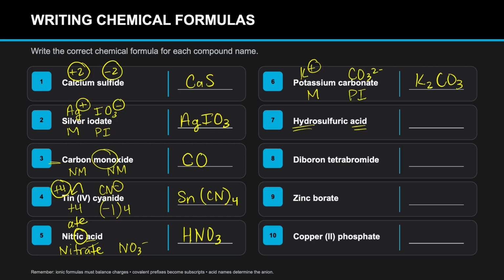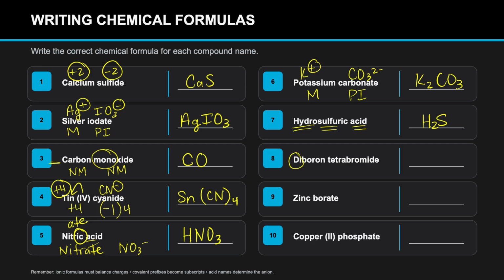Then we have hydrosulfuric acid. It's an acid that starts with hydro, which means it's directly from the periodic table. So we have sulfur, which we know has 6 valence electrons. So it's going to need 2 hydrogens to complete that octet. So it's going to be H2S.